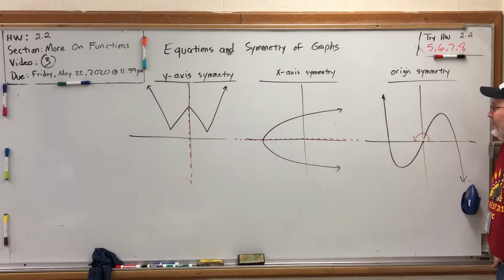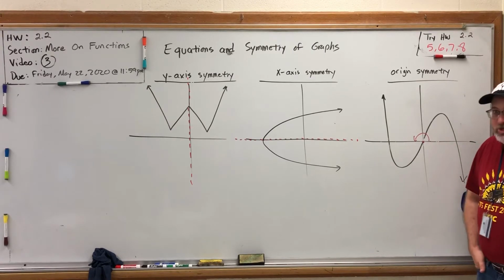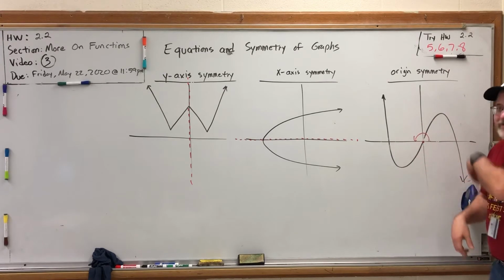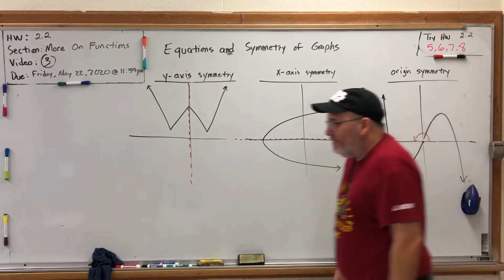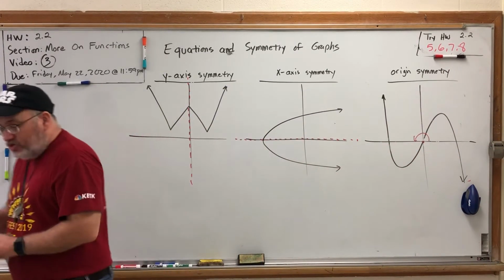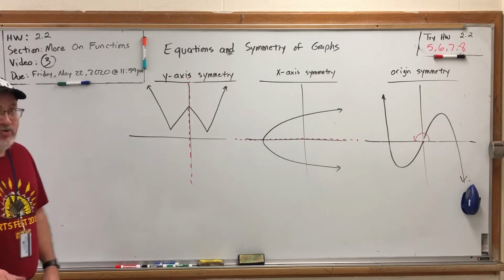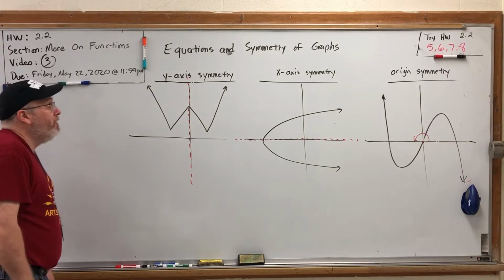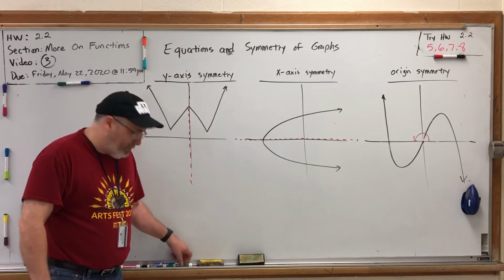Or if I know in advance that an equation's graph has origin symmetry, then I only have to graph the right half of it, then I can rotate it to get the left half of it. So knowing in advance if an equation's graph has one of these symmetries cuts the graphing time in half. So how can you tell in advance if an equation's graph will have one of these symmetries?